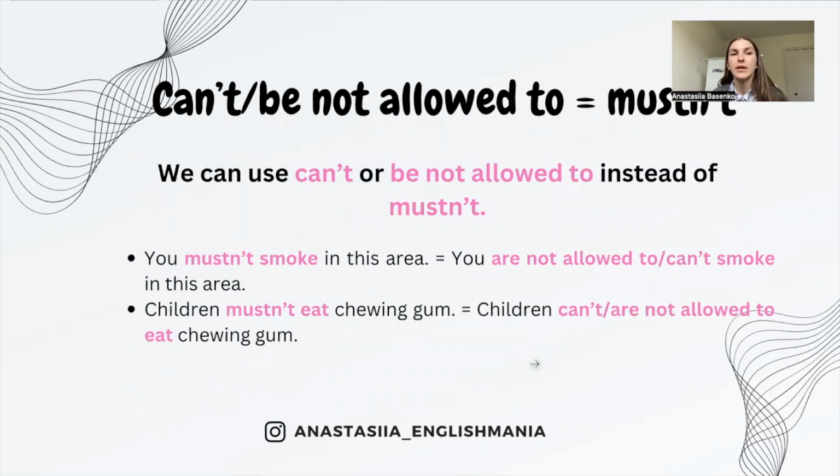Also, instead of mustn't, we can use can't or be not allowed to. You mustn't smoke in this area, or you are not allowed to, or you can't smoke in this area. Children mustn't eat chewing gum. Children can't eat chewing gum, or children are not allowed to eat chewing gum.